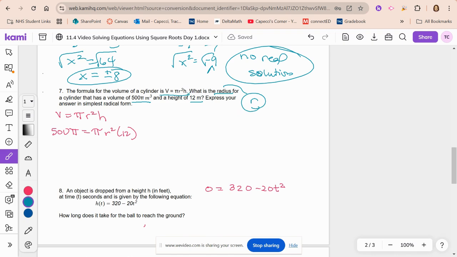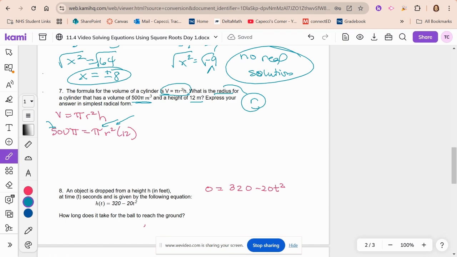So anytime I have a formula, I'm just going to look at the formula and plug in what I know. So I know the volume is 500 pi, so I substitute that in. And then I have pi. Remember, R is what I'm trying to find, so that R squared stays there. And the height they give us is 12.